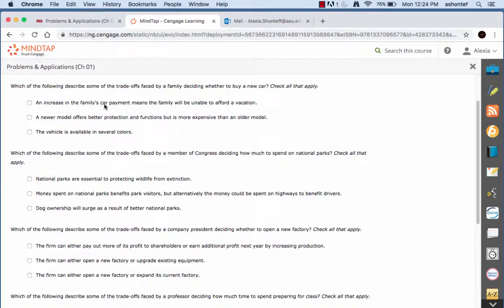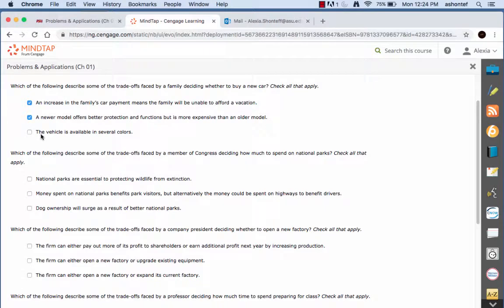An increase in the family's car payment means the family will be unable to afford a vacation. Well, that's definitely something that will directly be impacted by the decision to buy a new car. Okay, this one, a newer model offers better protection and functions but is more expensive than an older car. Again, when they're making that decision, that's directly related to the specific decision of buying a new car. They're now having to pay more than if they were buying an older car.